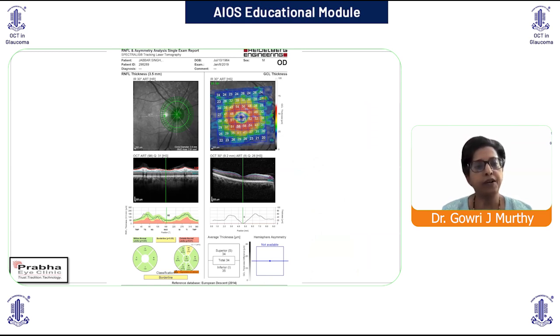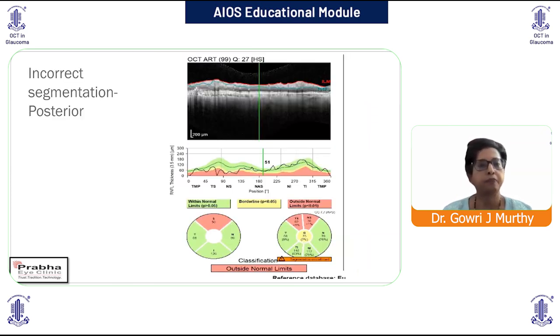This can be evident even on a printout like this. One should look at this portion of the printout where you will get the segmentation details. The best way to look at these segmentation details is to go back to the machine or use your user interface, and link to the images directly on the OCT machine and check the segmentation online.